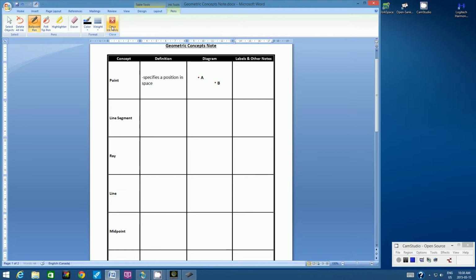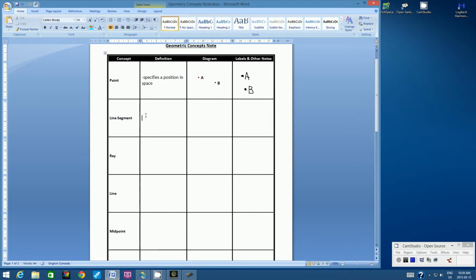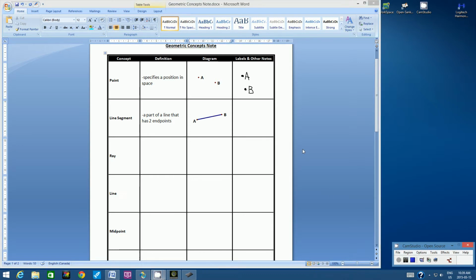Okay, let's go on to the next one. Line segment. A line segment is a part of a line that has two endpoints. So we're going to draw a simple example of a line segment. I'd like you to draw this diagram, preferably with a ruler. So we have a starting point, A, and we have an ending point, B. But the starting point could also be considered B, and the ending point could be considered A. The point is that it has two endpoints.